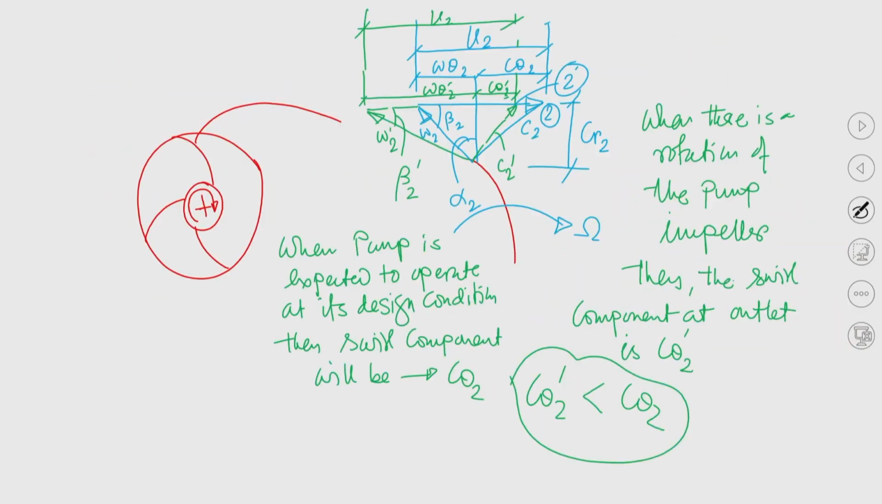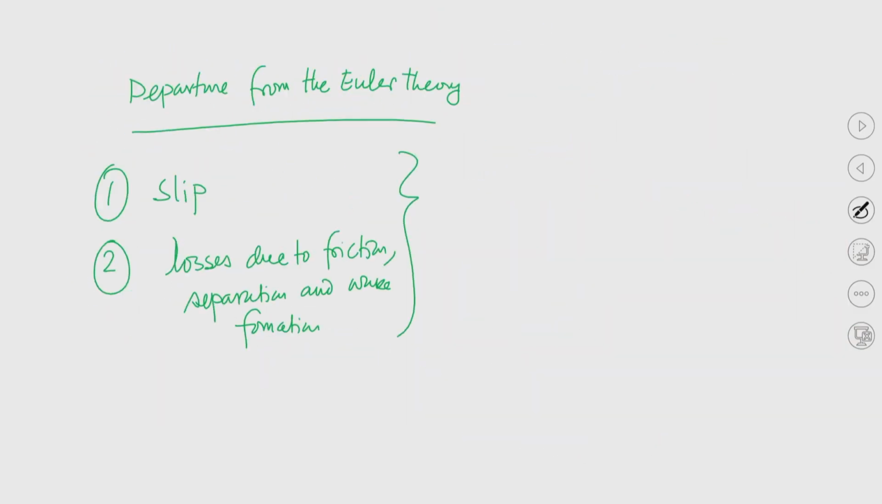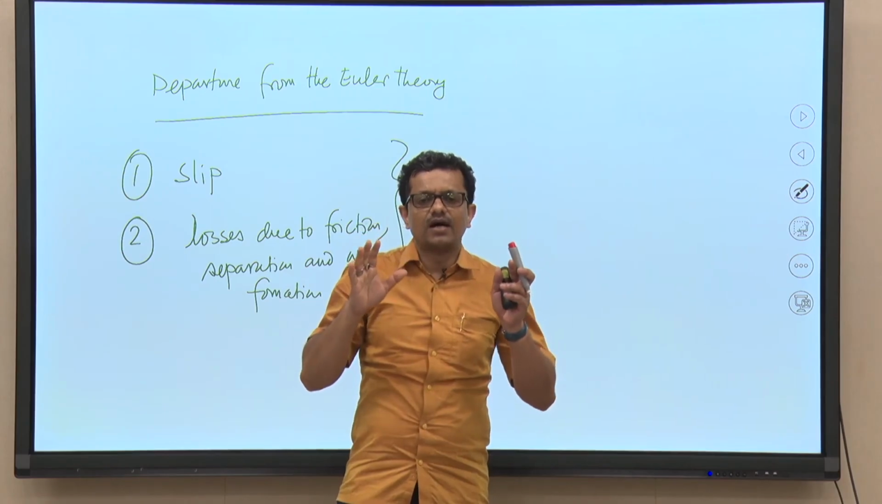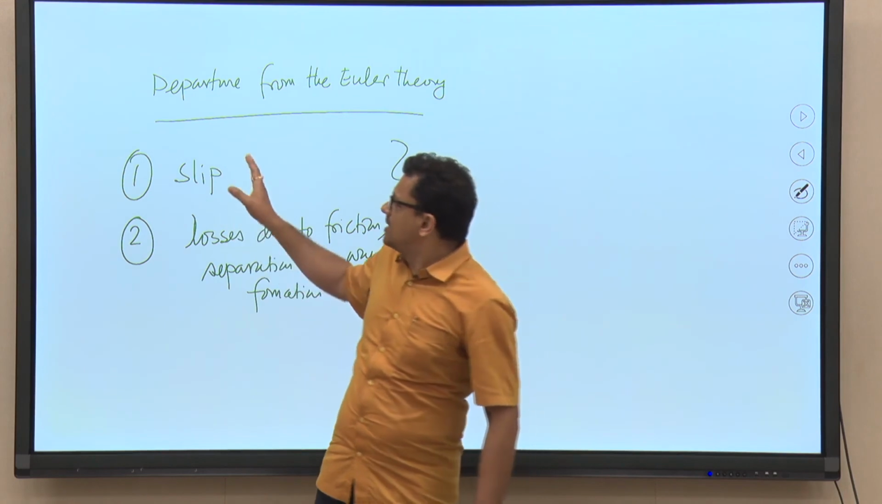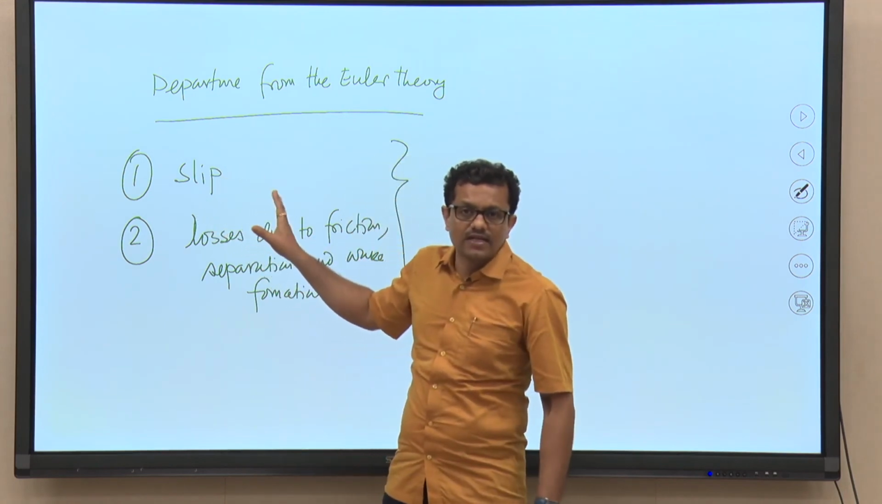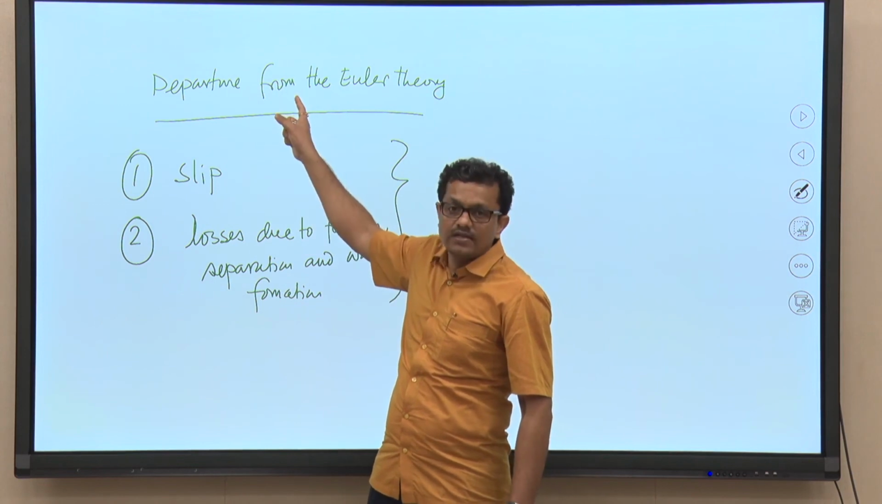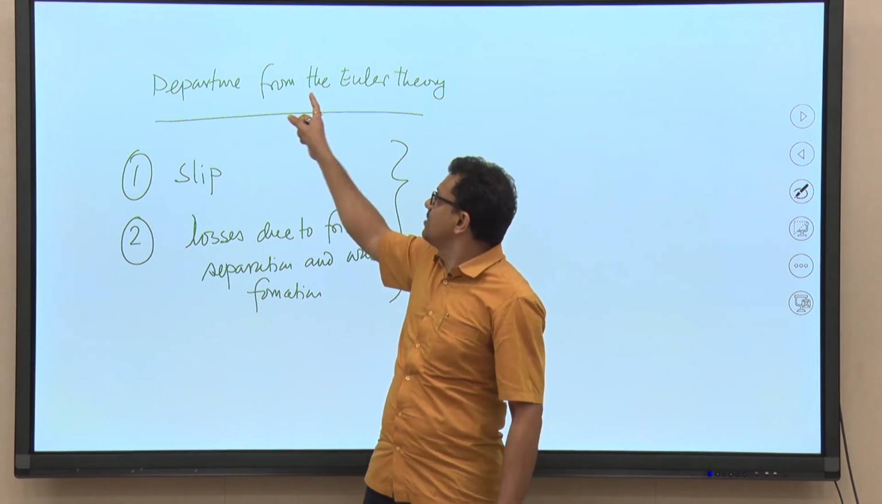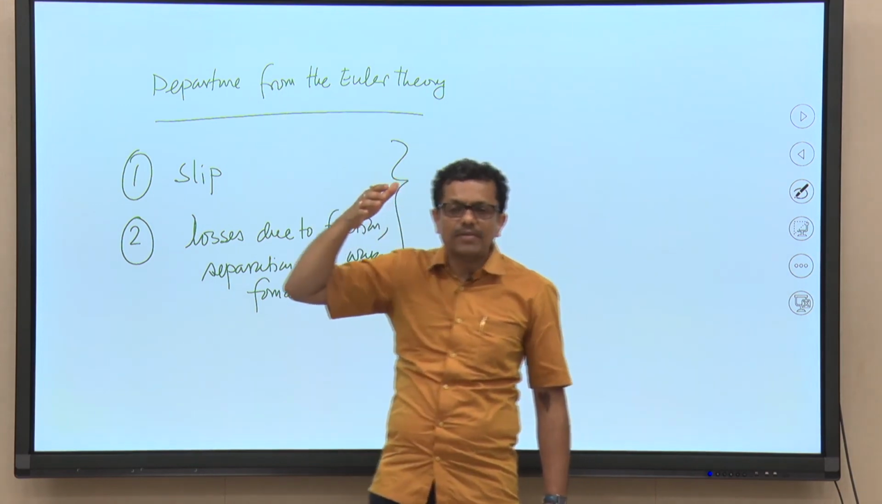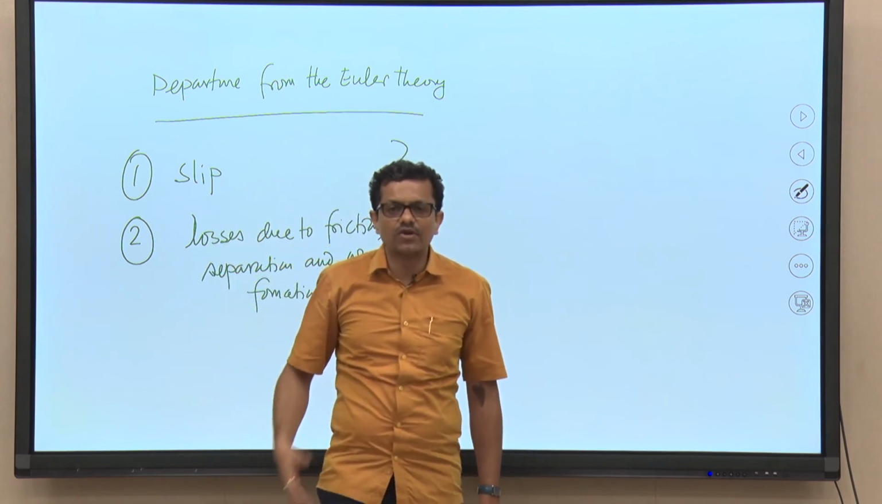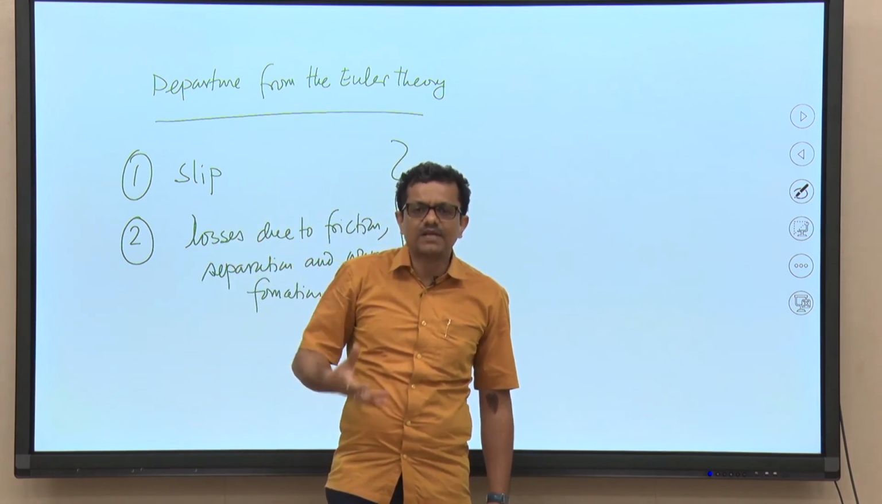So, that is why I have written, that is known as losses due to friction, separation and wake formation. So, this is losses due to the formation of eddies, friction and also the separation. So, basically there are two important reasons we have identified which are responsible for this phenomenon, that is, the head predicted by the Euler equation will not be achieved in practice.